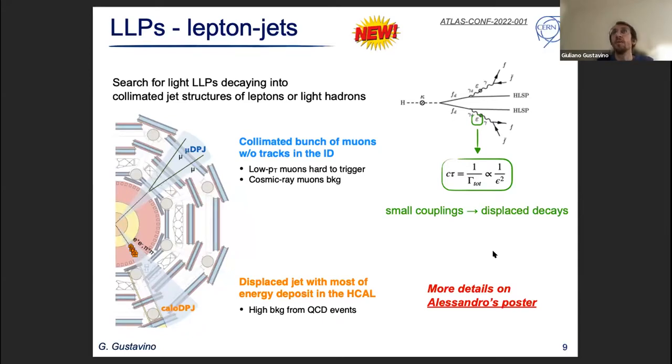So we have a collimated bunch of muons coming from the dark photon decay, characterized by low pT muons, which are hard to trigger, and the background is mainly coming from cosmic rays. Or decays in electrons or hadrons, which produce displaced jets with most of the energy deposited in the hadronic calorimeter, and here the QCD events dominate the background. There are more details also in Alessandro's poster that was presented in the past days that I encourage you to look at.